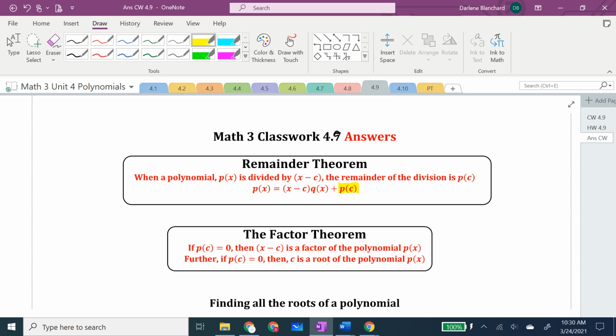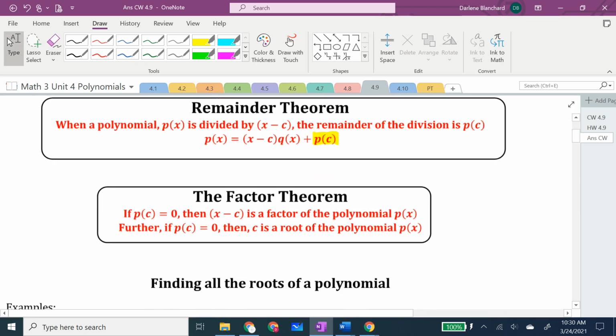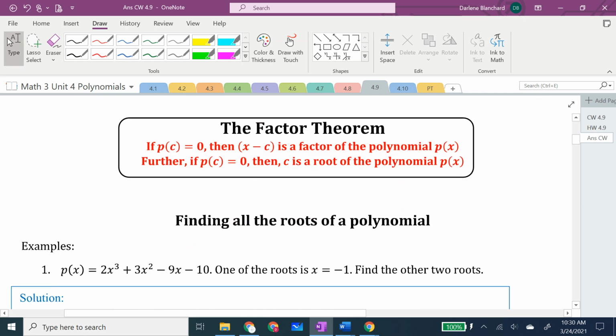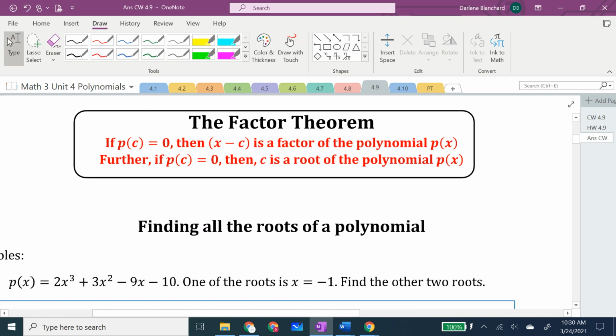The only thing that really is important to you at this point is that that leads to the factor theorem. This is what I really want you to know. If P of c is equal to 0, so if you find a number that you can plug into x and you get 0, you know that x minus that c is a factor of that polynomial. And further, that makes c a root of the polynomial as well.